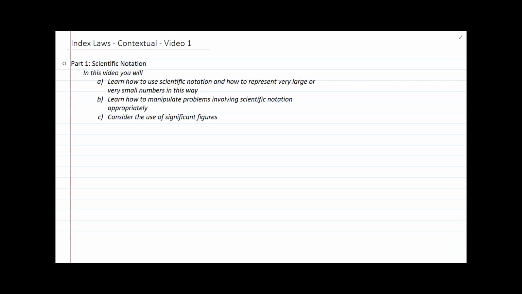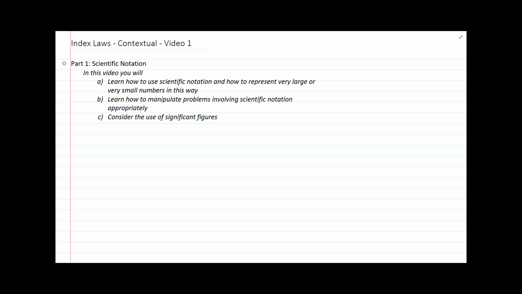In this video, we're going to talk about scientific notation. Specifically, we'll talk about what scientific notation is and how we represent very large or very small numbers in this way. We'll do some problems involving manipulating scientific notation through some of our operations. And we'll also consider the use of significant figures briefly so that you've got that understanding behind you as well.